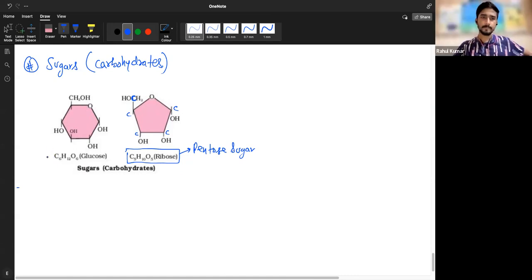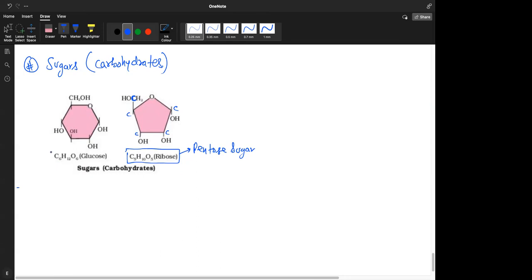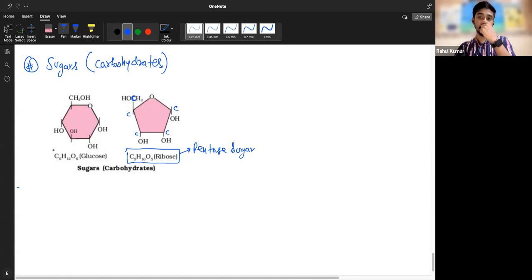I'll check. Then just know that in human body, there is only one type of cells, which is sperms, the male gametes, that do not use glucose as an energy source, but use fructose as an energy source. Apart from those, all the cells of our body use glucose as an energy source.